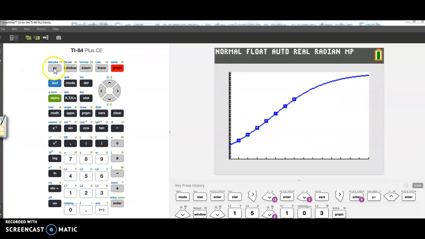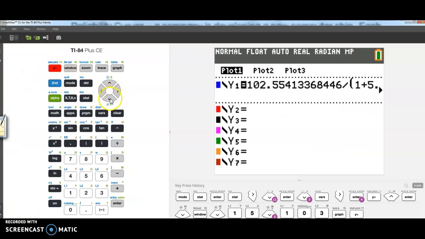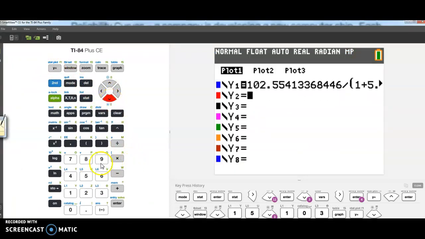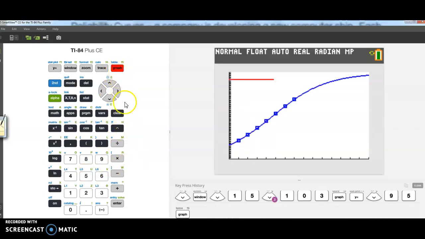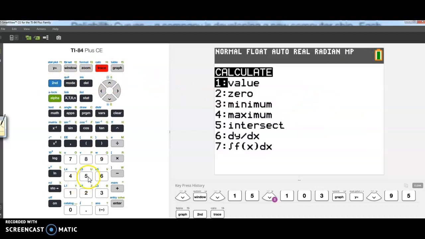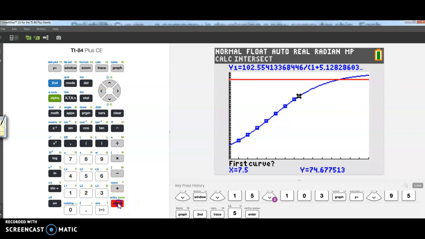Because I know a Y value, I'm going into Y equals. I want to know when this reaches 95%. And so I add that in my Y equals and I hit graph. I see the point of intersection right here, so I'll find that by using second trace intersect, hitting enter.